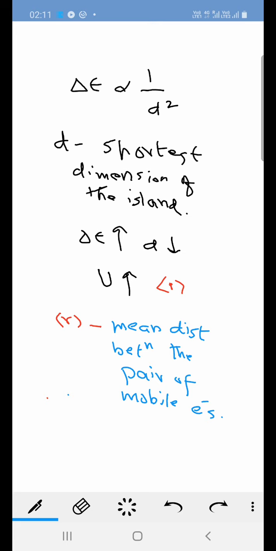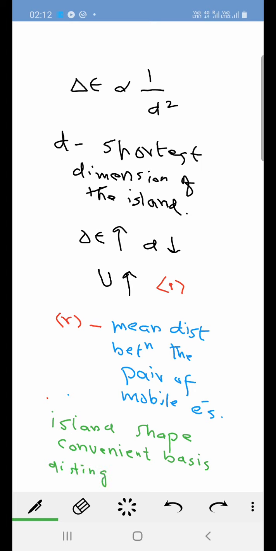Thus, since the relative magnitudes of U and delta epsilon govern device behavior, and the island shape strongly influences the relative magnitudes of these two energies, island shape is a convenient basis for distinguishing these three categories of solid-state nano-electronic devices.